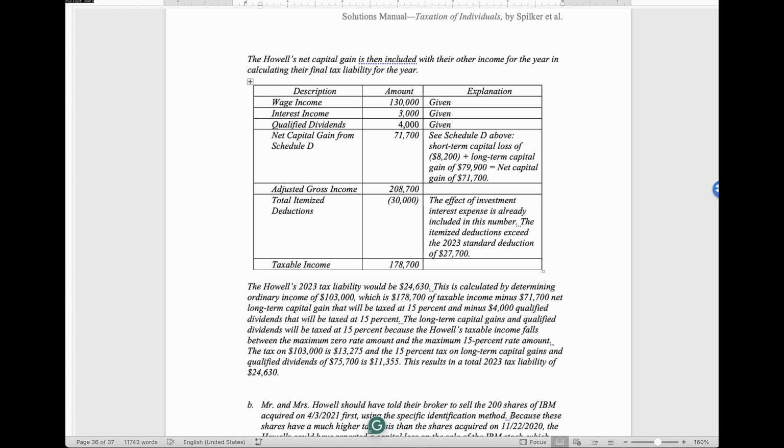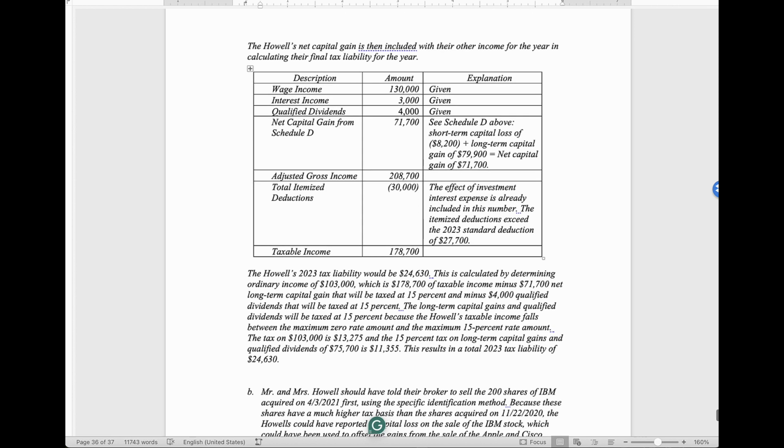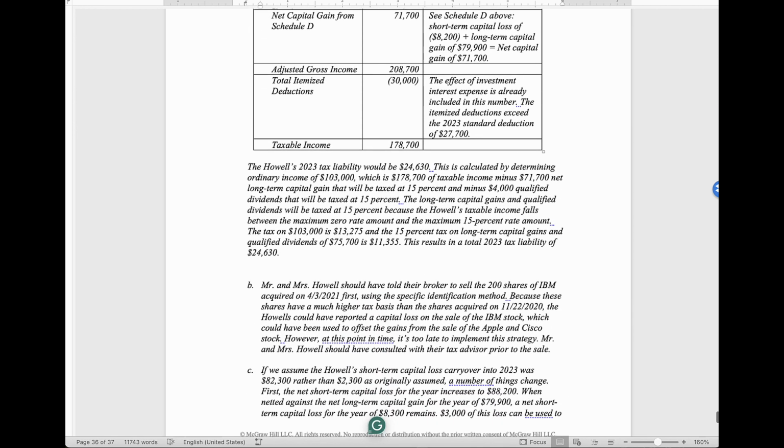That gives us an adjusted gross income of $208,700. Take away from that the itemized deductions because it is greater than the standard deduction of $27,700. So that leaves us a taxable income of $178,700. So their tax liability in turn would then be $24,630.